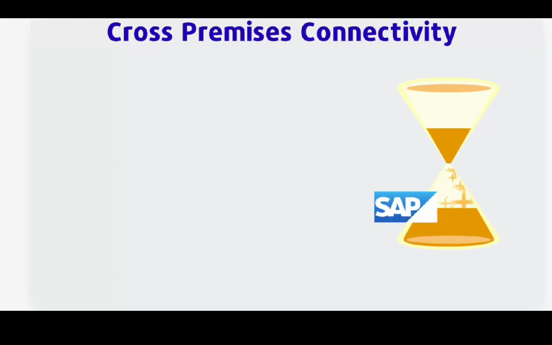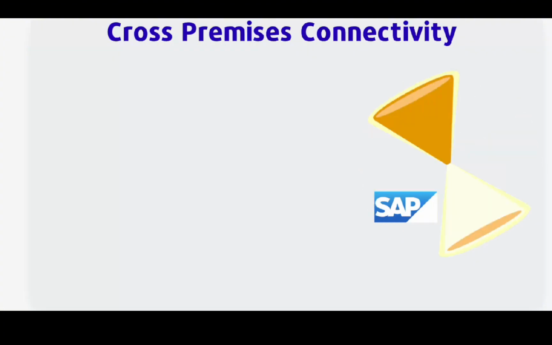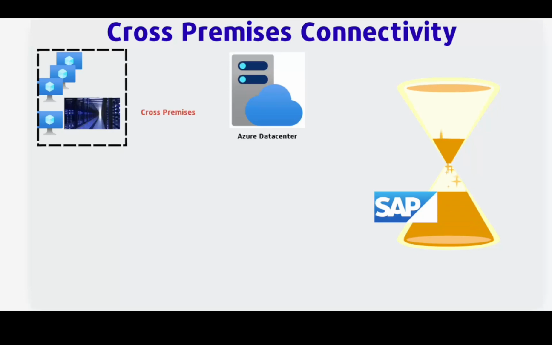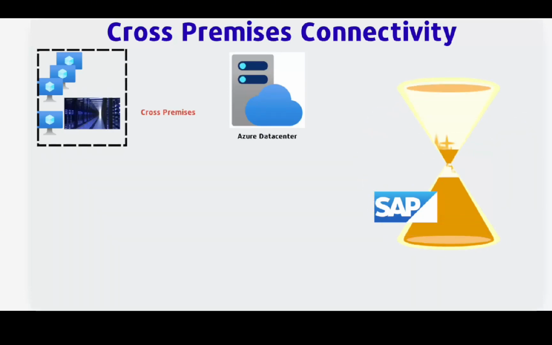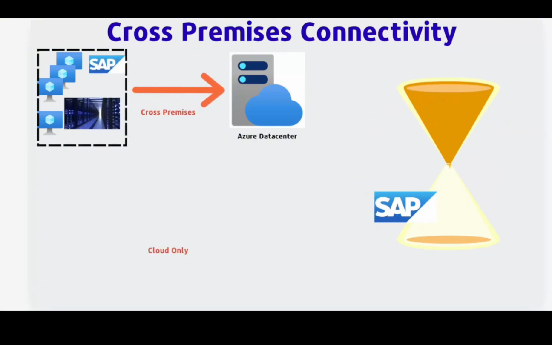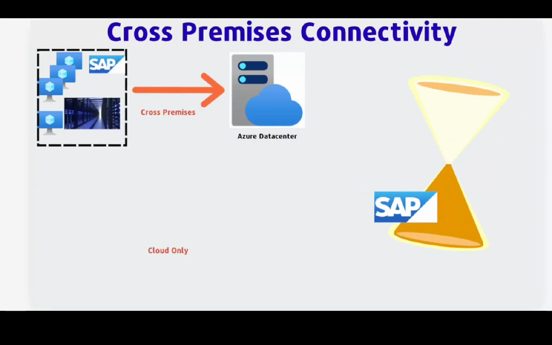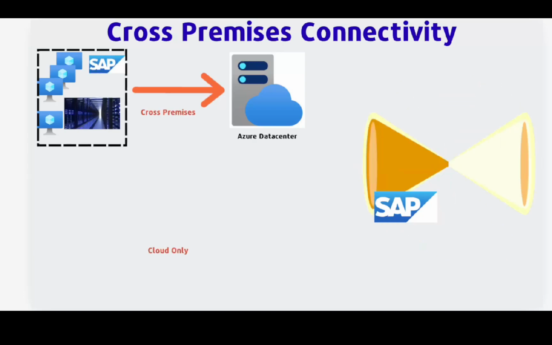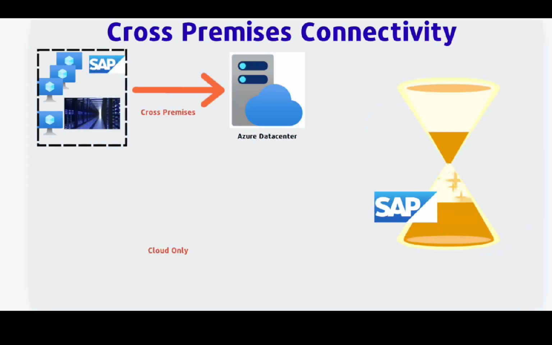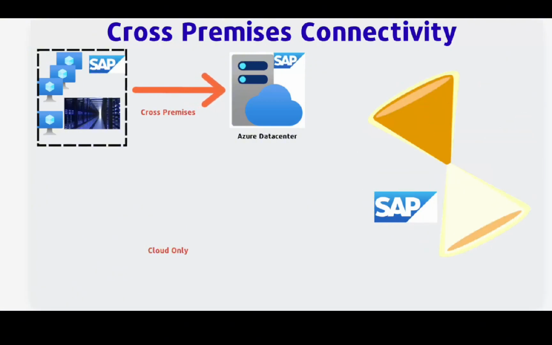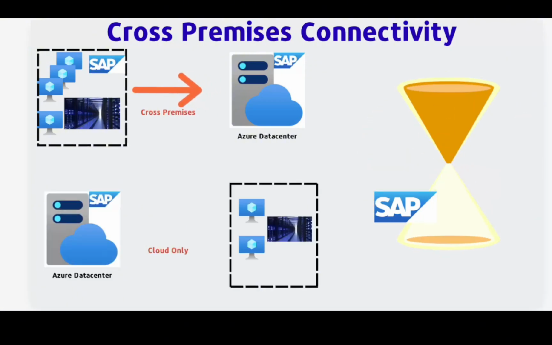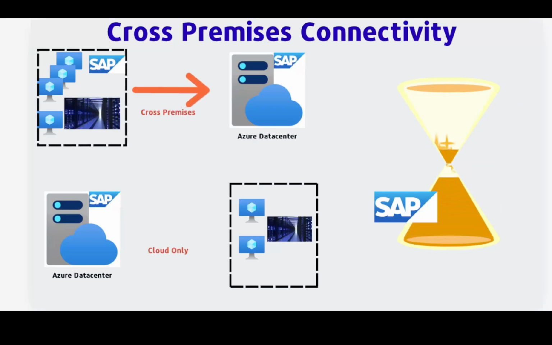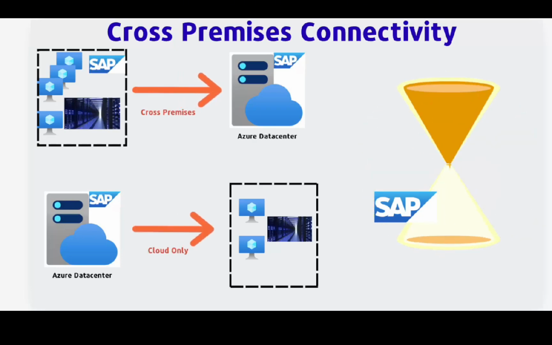Now cross-premises connectivity is a setup in which one or more SAP workloads are hosted on Azure IaaS and are fully integrated with the existing on-premises SAP environment. Now this allows seamless communication and data exchange between cloud and on-premises systems, and this is also called a hybrid cloud. Now there is another option which is cloud only, wherein all of your SAP environment is on Azure IaaS with minimal or no reliance on the on-premises data center.